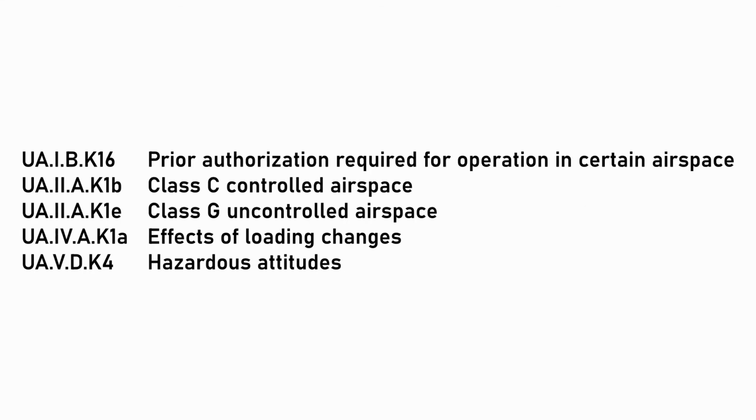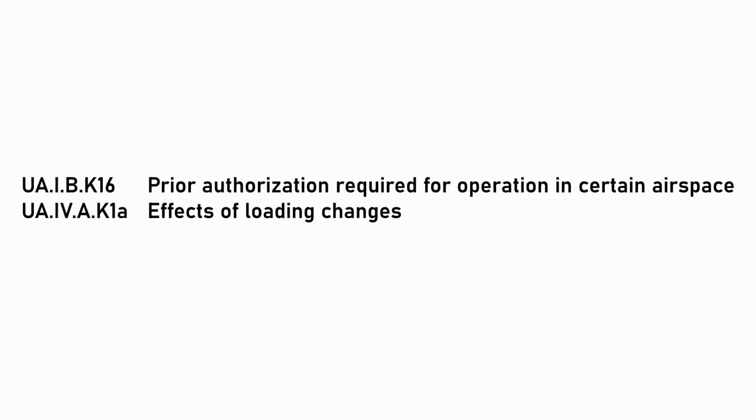So far I've gone over Class C controlled airspace, Class G uncontrolled airspace, and then hazardous attitudes. The other two categories here, the top one, prior authorization required for operation in certain airspace. I can't think of a question other than the two I went over with Class C and Class G that I got incorrect, so I'm not sure what that was.